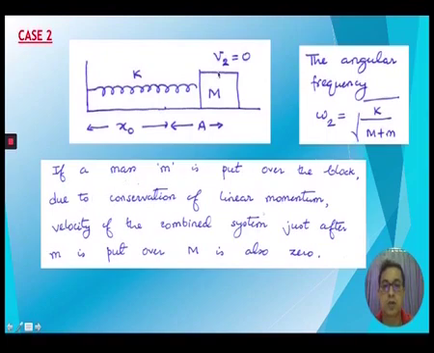So if a mass m is put over this block, due to conservation of linear momentum, velocity of the combined system just after m is put over is also 0. When it is extended to the extremum position, you have only the potential energy, so there is no kinetic energy. After that, you put this mass. Because you are already at the extremum position, velocity is 0. When you put it there, no external force is there. You are putting it just gently, without applying any force, without disturbing the system. So therefore momentum gets conserved, and velocity of the combined system is going to be 0 again, because of the conservation of linear momentum.